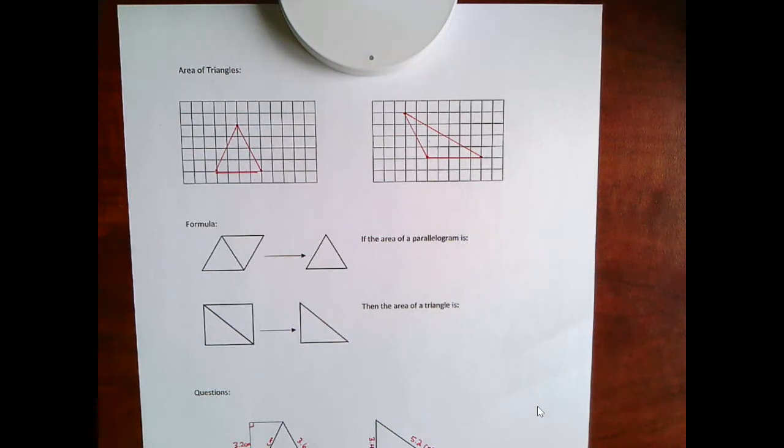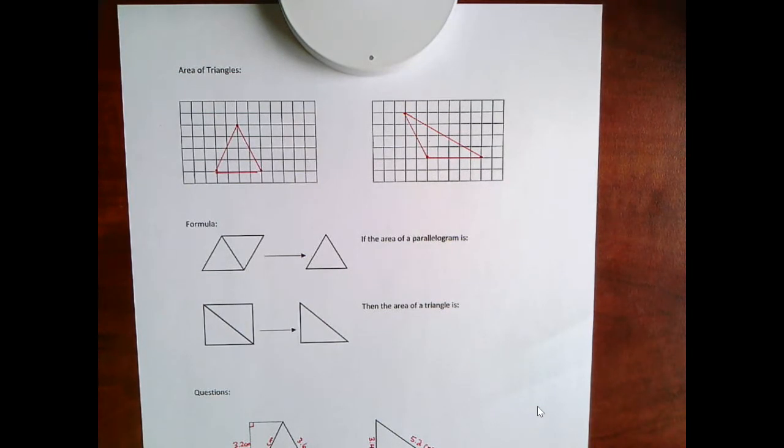All right, welcome back. Today we're going to talk about area of triangles. Now, triangles are a little bit different than squares, rectangles, and parallelograms. However, they're also very similar. So we're going to use concepts covered in both of the other lessons and combine them to generate our formula for calculating the area of a triangle, as well as how to properly estimate the area of a triangle.